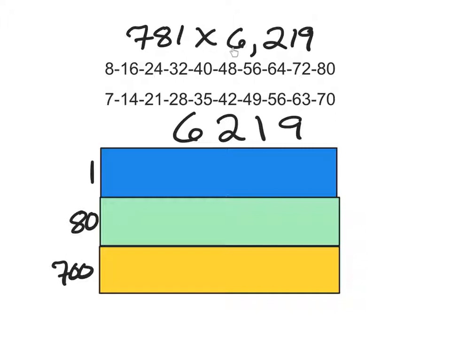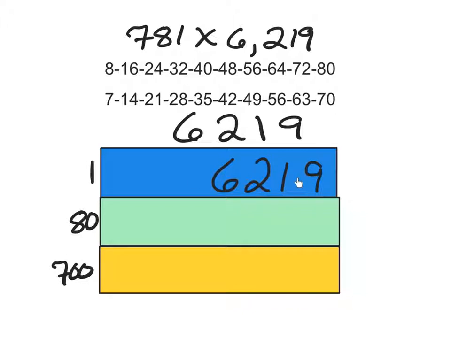781 times 6,219. I didn't have to worry about my ones, but I did do my counting by the numbers for 7s and for my 8s. And then I took the 6,219 and plugged it in right up on top of my 3 area boxes. And I broke this 781 into 700 plus 80 plus 1. Let's rock and roll. And 1 times any number, in this case, 6,219 is going to give you that exact same number. I'm going to just drop it down here and bam.